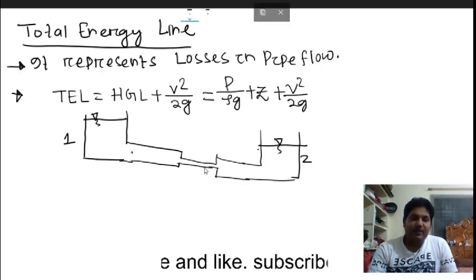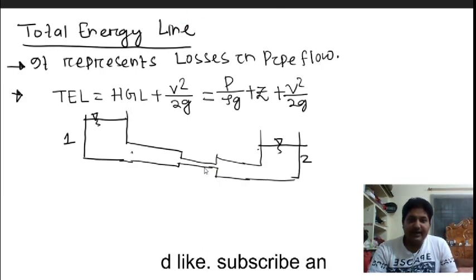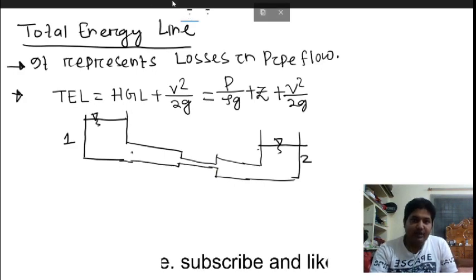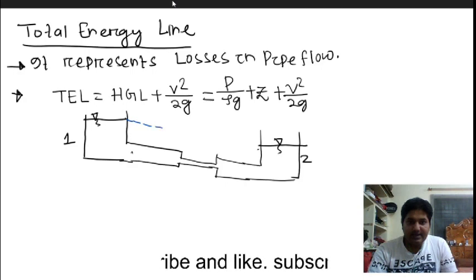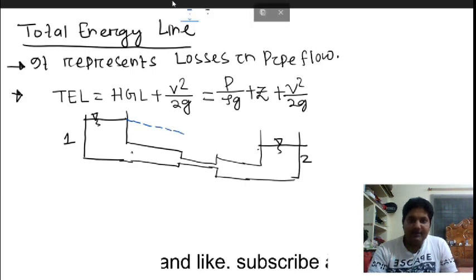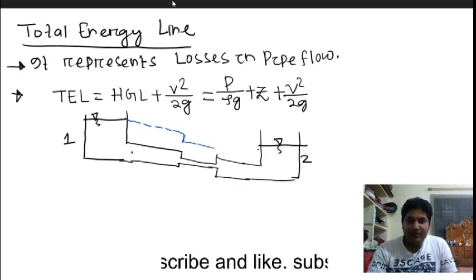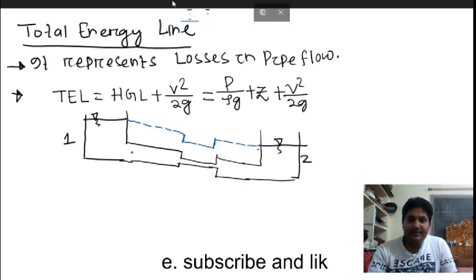I already drew the hydraulic gradient line. So the hydraulic gradient line will be falling, and here the velocity of flow is increasing, so pressure will suddenly drop. Again, here velocity decreases, so pressure increases. Pressure head will decrease. So finally this is my HGL, my hydraulic gradient line.